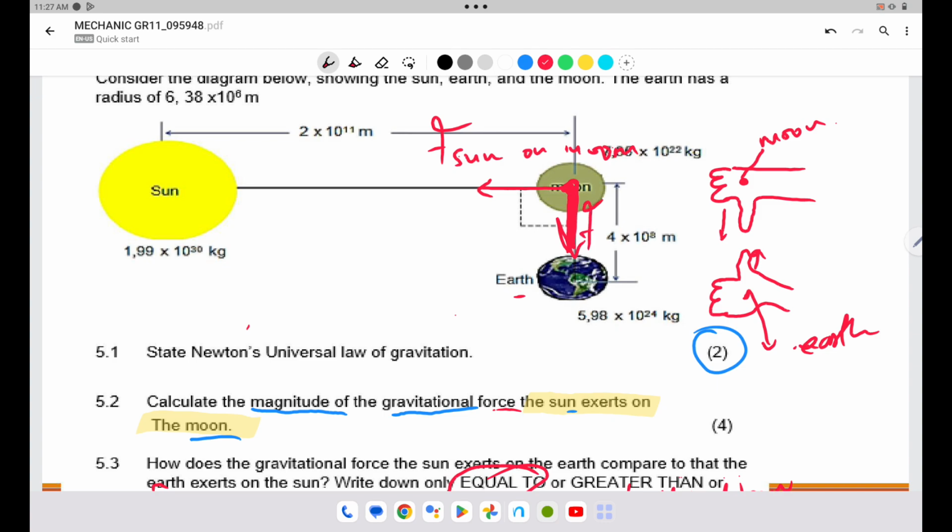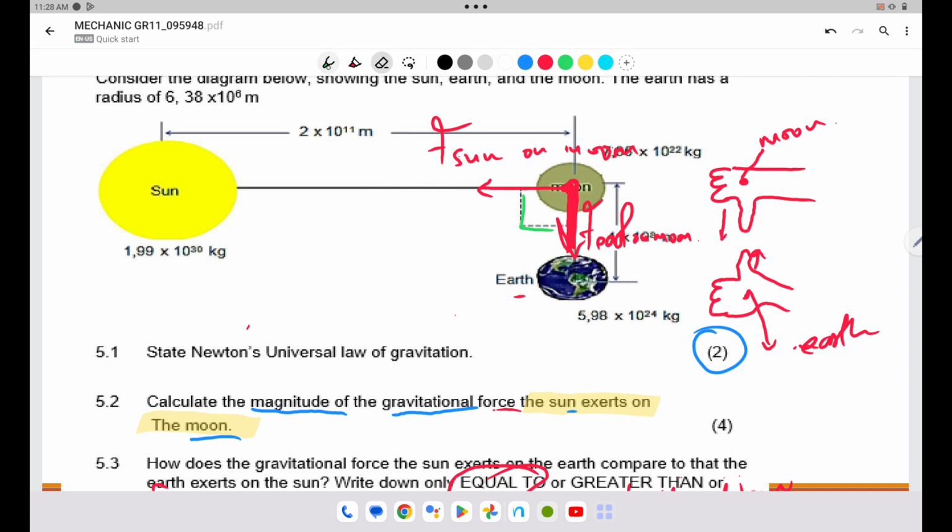the force exerted by Earth on moon. Remember that we said these forces act along the line between the objects. So this force of sun on the moon is along this line. Force of Earth on moon is along the vertical line. And what we see from the diagram is that these lines are perpendicular to each other. So it means we need to apply the theorem of Pythagoras to find the resultant force.